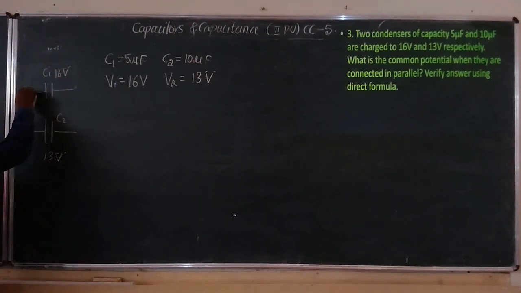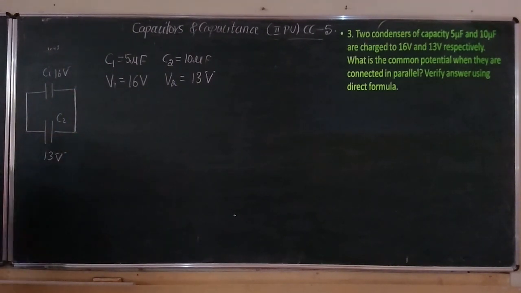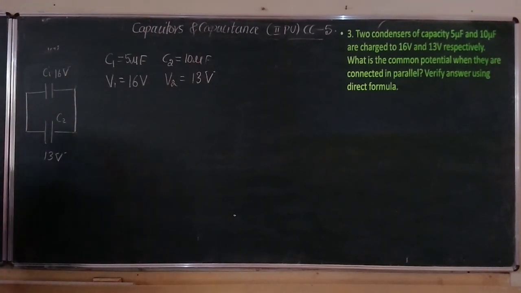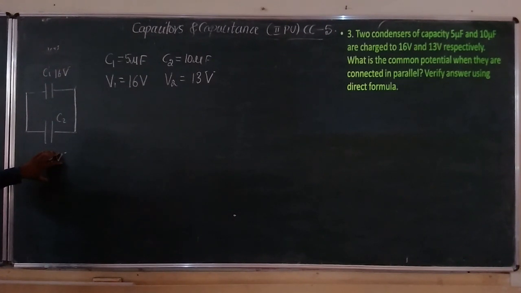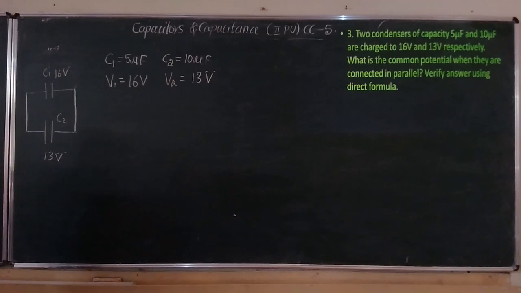Now after charging the capacitors separately, if these two are connected in parallel, what is the potential difference across the combination? Before connecting the capacitors in parallel, 16 volt is the potential difference of the first and 13 volt is the potential difference of the second. If you connect these two in parallel, what is the new potential difference? That is the question.